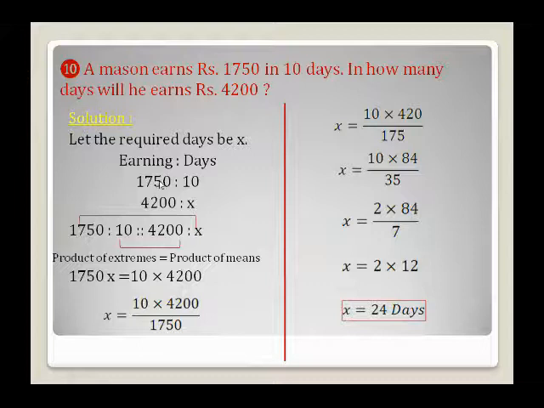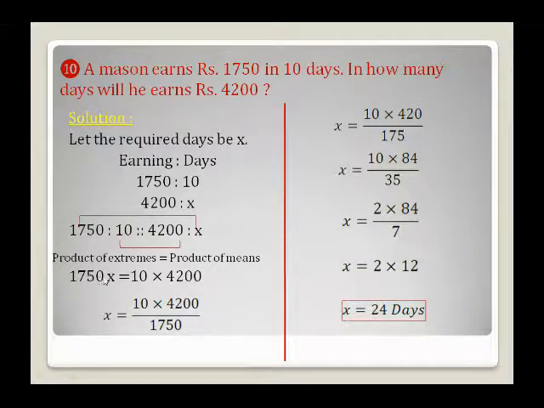A mason earns 1750 in 10 days. Now 4200 is in how many days? So we suppose x. Now we write these ratios in proportion form: 1750 ratio 10 proportion 4200 ratio x. Now the formula is the same: the product of extremes is equal to the product of means. We multiply the extreme values, 1750 with x. So we write 1750x is equal to 10 multiplied by 4200.